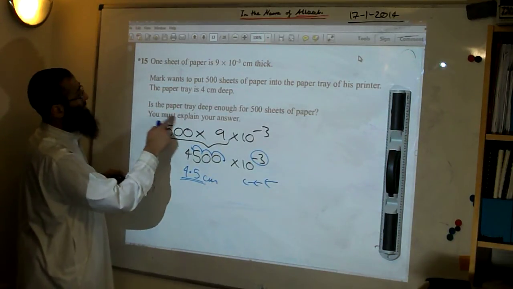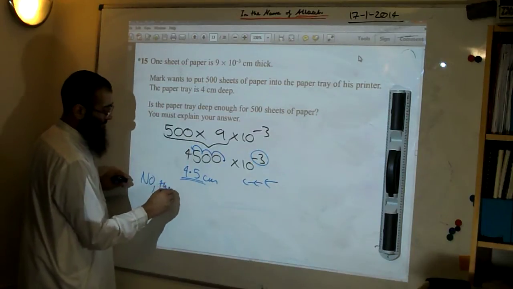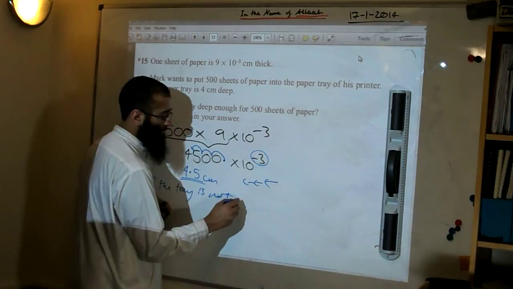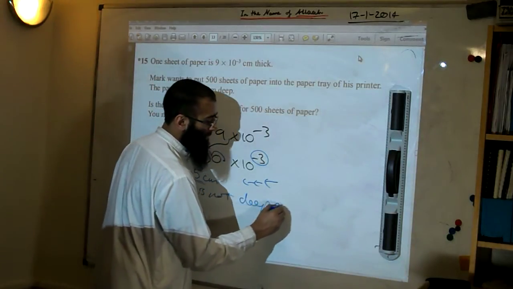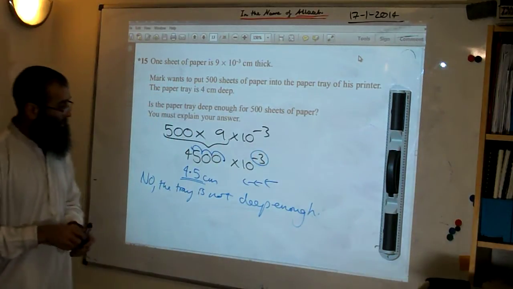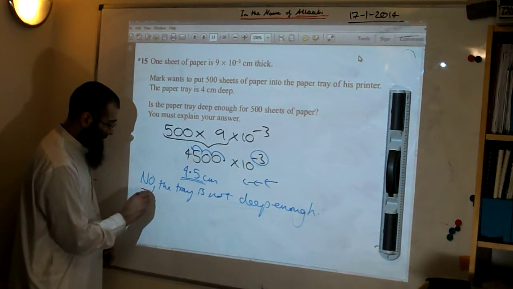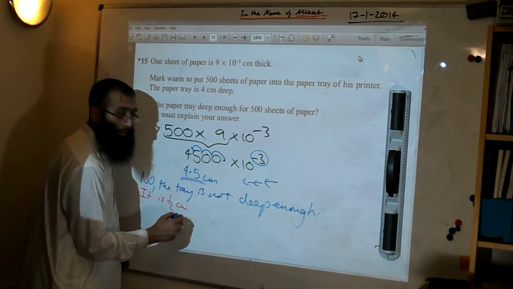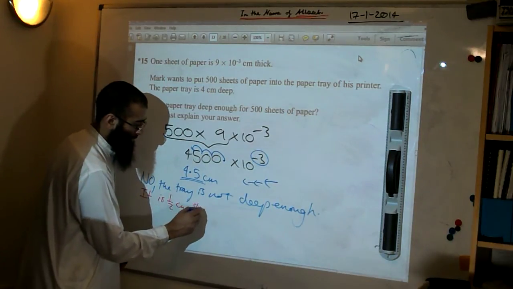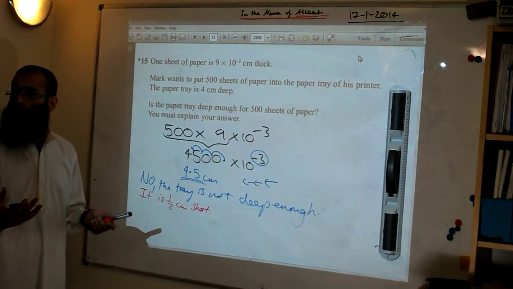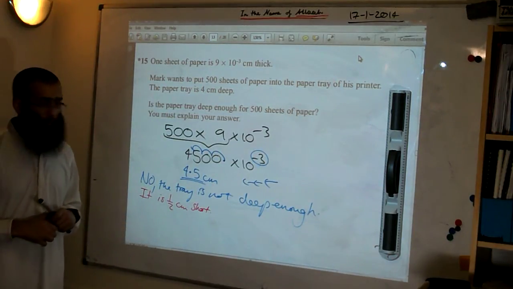And so the answer is no. The tray is not deep enough. Okay, it's not deep enough. It is half a centimeter short. So we need four and a half centimeters, but it's only 4 centimeters. Okay? So we explain that.